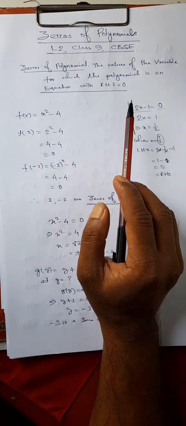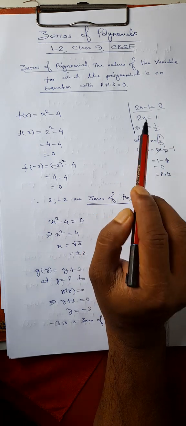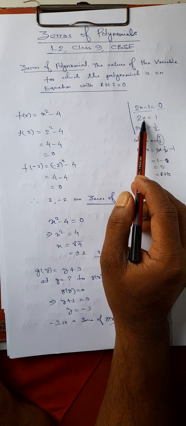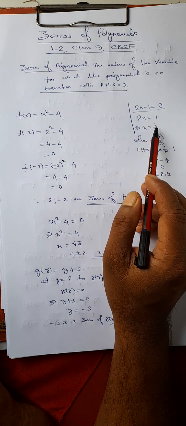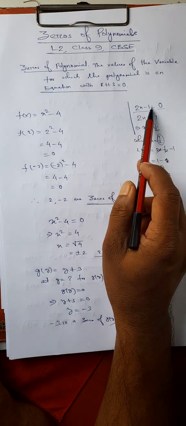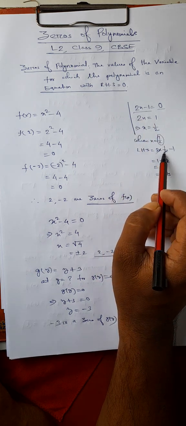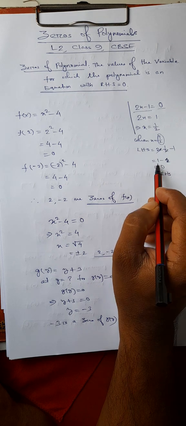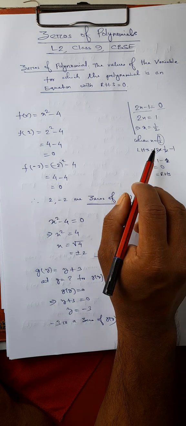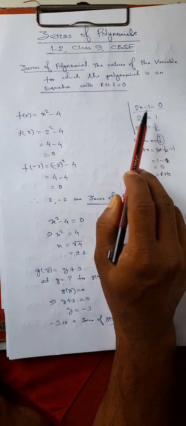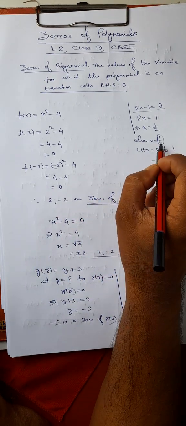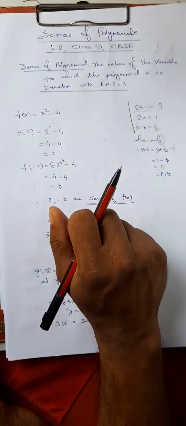Now let us remember the linear equations we discussed earlier. Say for example 2x minus 1 equal to 0. This implies 2x equal to 1, x equal to 1 by 2, right? Now when x equal to 1 by 2, left hand side equal to 2 into x minus 1, 2 and 2 cancel each other, 1 minus 1 equal to 0, right hand side equal to 0. That means for x equal to 1 by 2, left hand side and right hand sides are same. So we call x equal to 1 by 2 the solution of this linear equation.